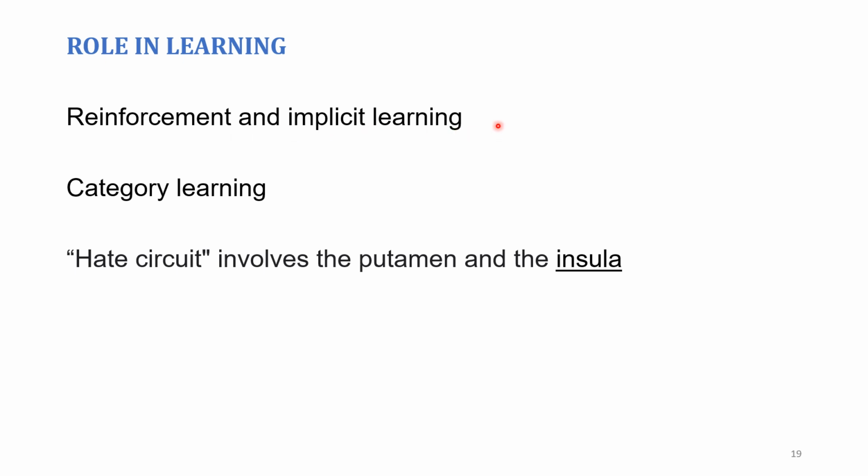While we study memory and learning methods, we will learn what implicit learning is, what explicit learning is, and so on. The putamen plays its role in reinforcement and implicit learning, and it is important for category learning. And the head circuit: it forms a head circuit which involves the putamen and the insula. So along with the insula, it forms the head circuit.